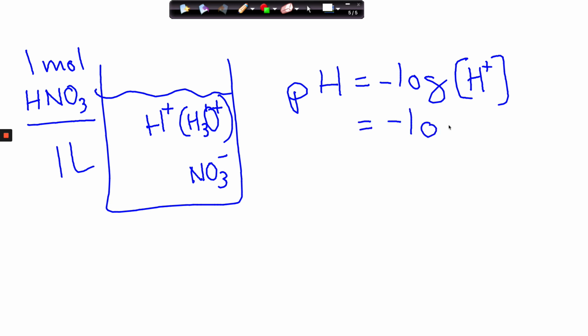So, we're simply going to do this, right? The negative log of 1. So it's 10 to the negative... To solve it, it's actually 10 to the negative 1, which is... Wait, what is it? 10 to the 0 is 1. It's like 1 over 10.